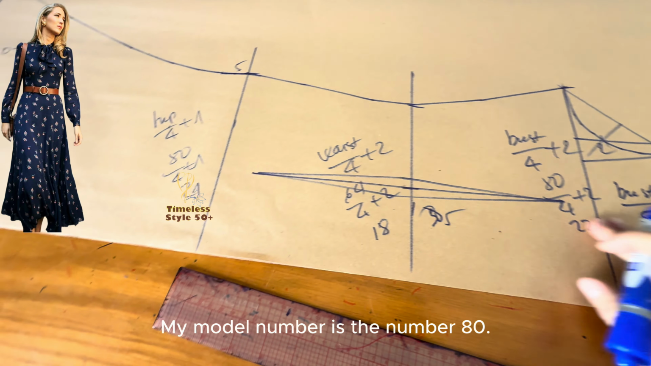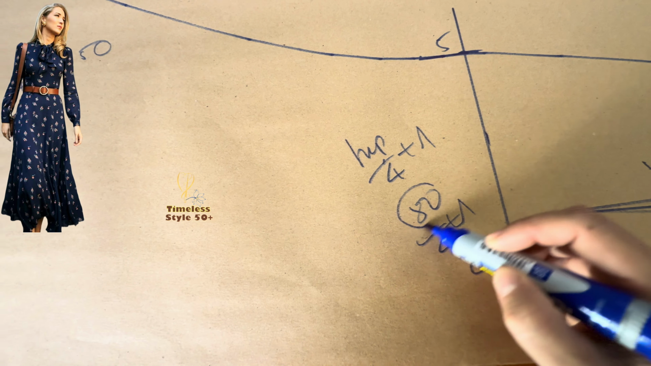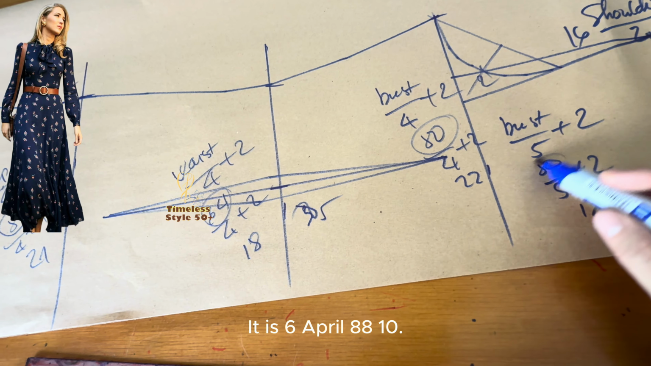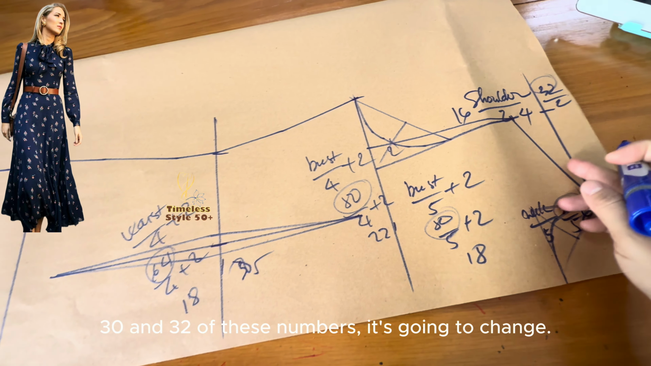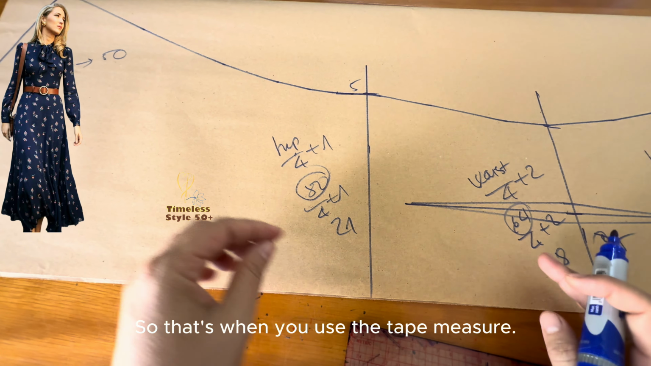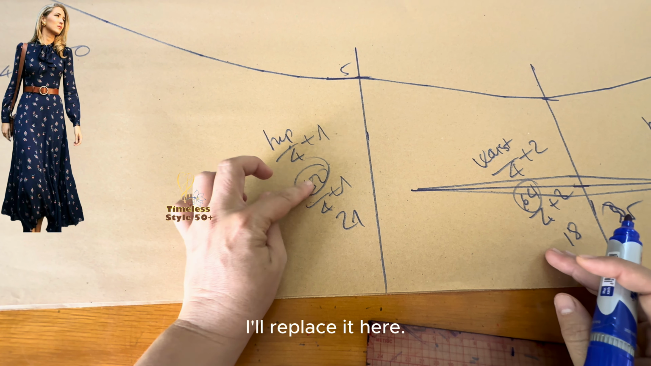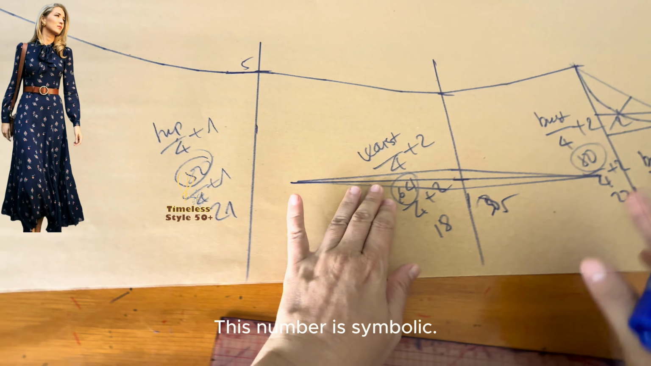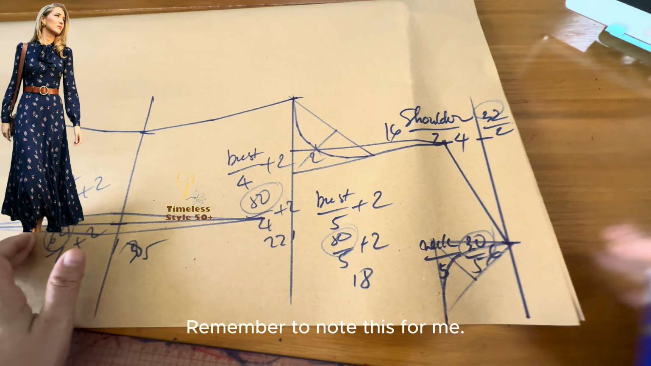My model measurement is 80. It is 6, 88, 10. The numbers 30 and 32 are going to change according to your body measurements. So that's when you use the tape measure. Measure your own body and I'll replace it here. I don't use this number. This number is symbolic. Let me draw a guide for you. Remember to note this.